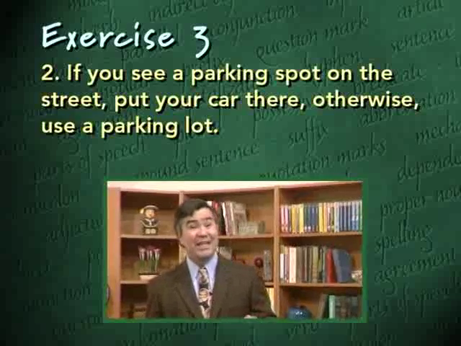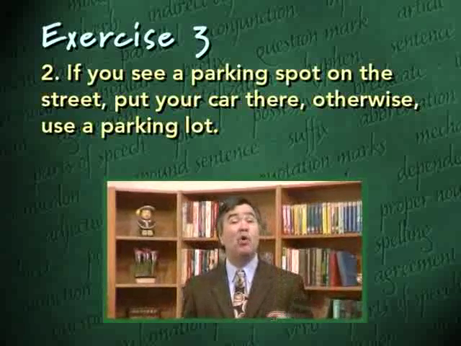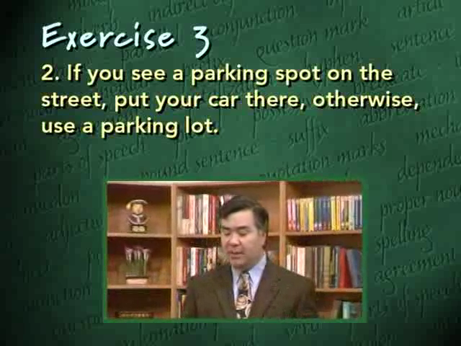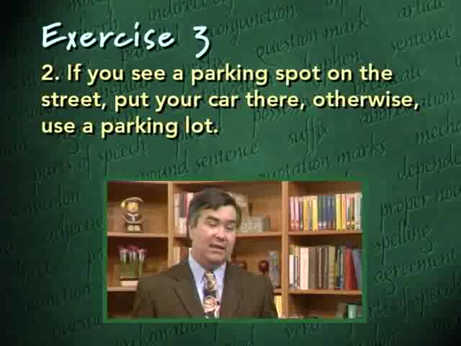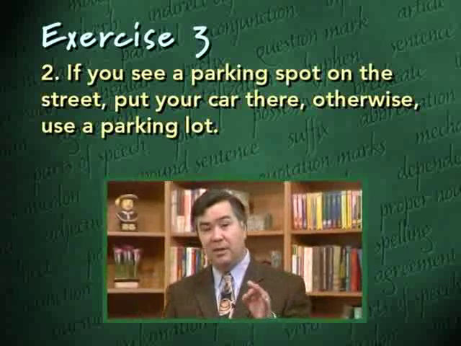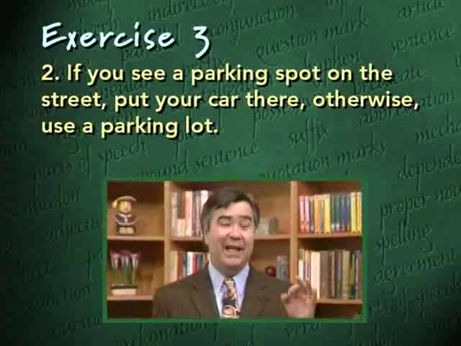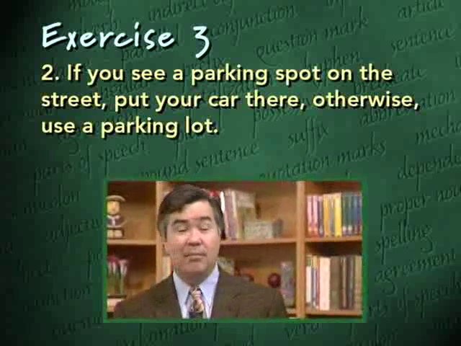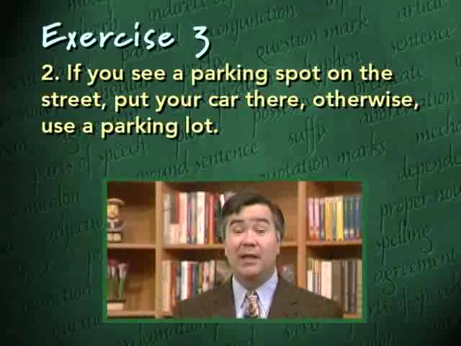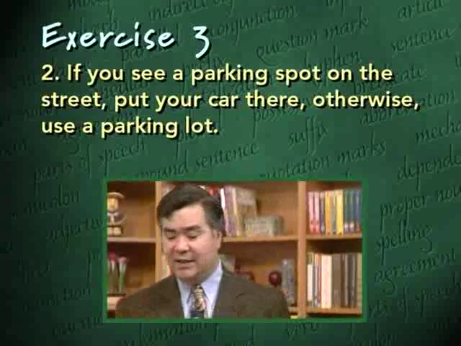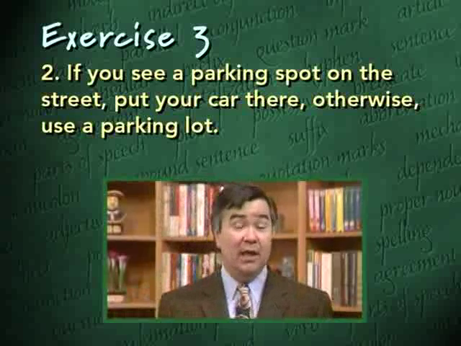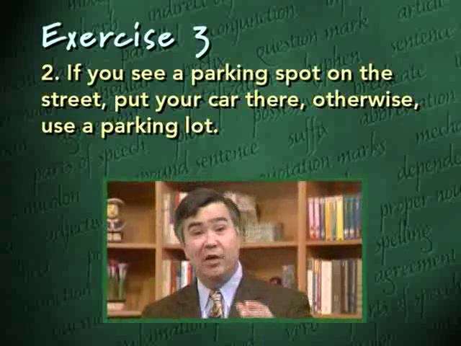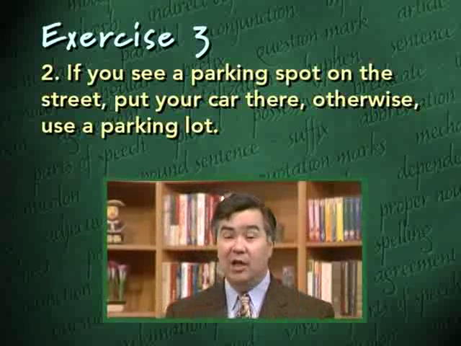The sentence begins with a dependent clause or a subordinate clause, a clause that cannot stand alone as a sentence. If you see a parking spot on the street, it has the subject you, the verb see, and it begins with the subordinating conjunction if, which means that it can't stand alone as a sentence. What follows then is an independent clause, one that could stand alone as a sentence. Put your car there. Here the verb is put, the unspoken subject is you. It's telling you to do something, and it could stand alone as a sentence.